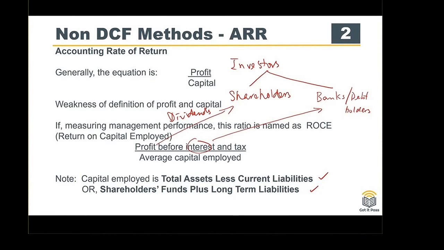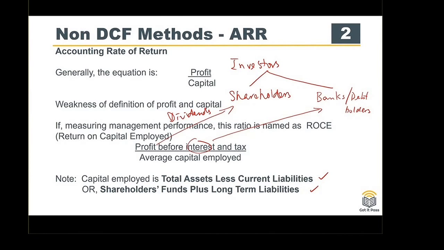Why do we use profit before interest and tax, not net profit after tax? Because if you take net profit after tax, it means you don't consider any banks or debt holders in your capital part.